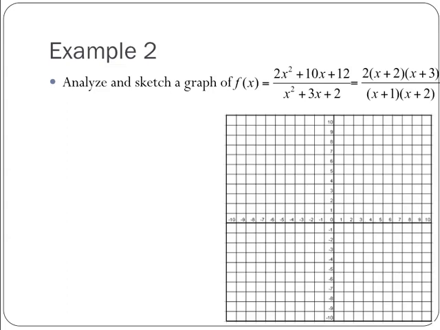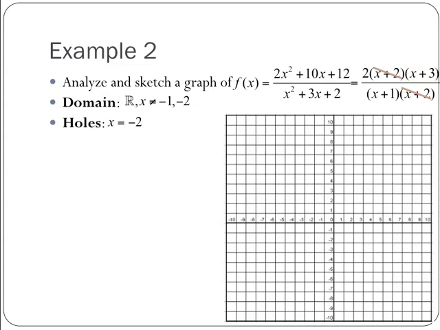All right, let's start the analysis. So the domain is all real numbers except for what makes the denominator equal 0, which would be -1 and -2. As you can see here, I've canceled out the x plus 2's, which means there's a hole at x equals -2.